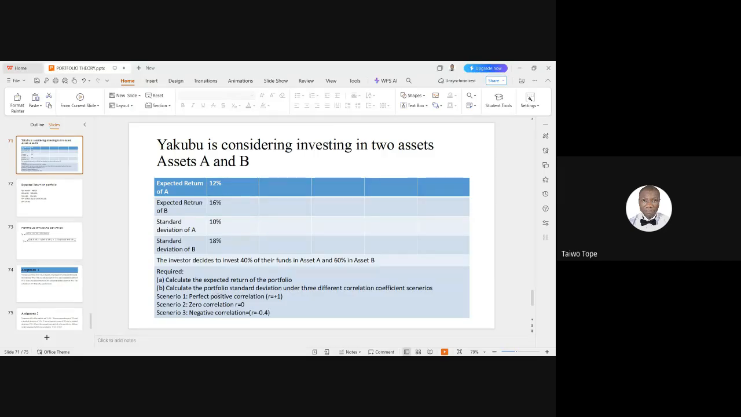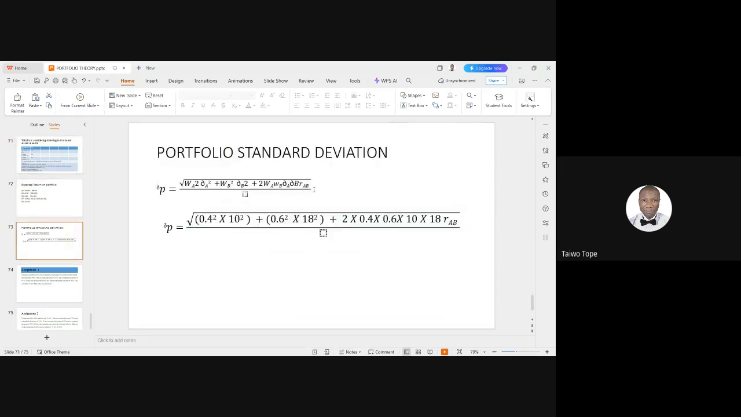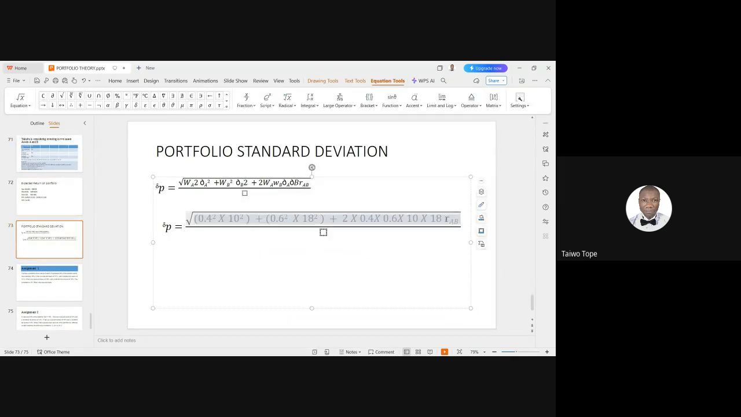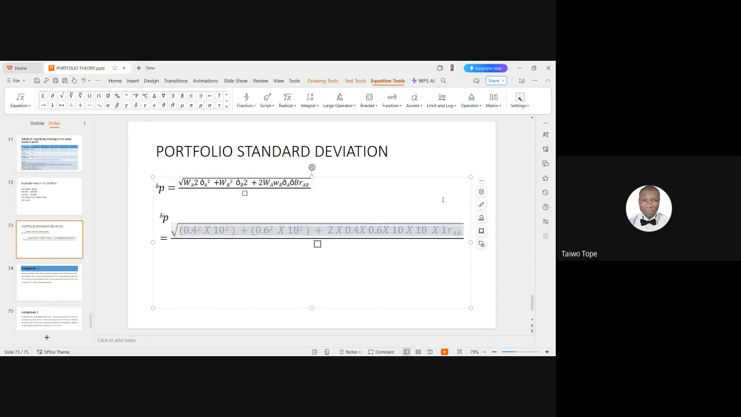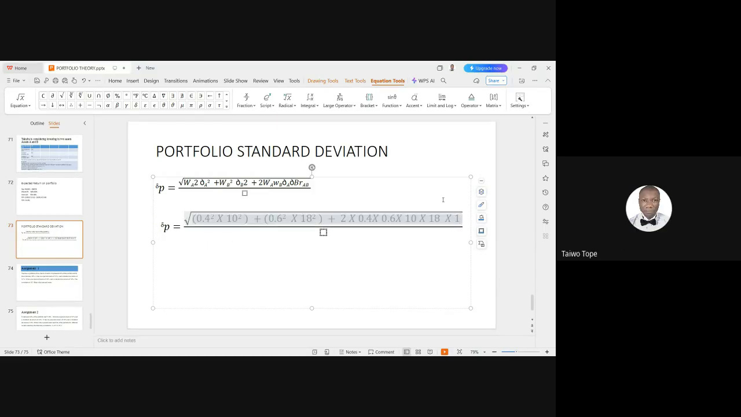Your correlation. Because the question is asking us to calculate the portfolio standard deviation under 3 different correlation coefficient scenarios. So for scenario 1, we have perfect positive correlation, +1. So where it is +1, what will happen? This is our correlation value. So we replace RAB with what? With positive 1. That is the interpretation. So when you solve, what will be your portfolio risk?